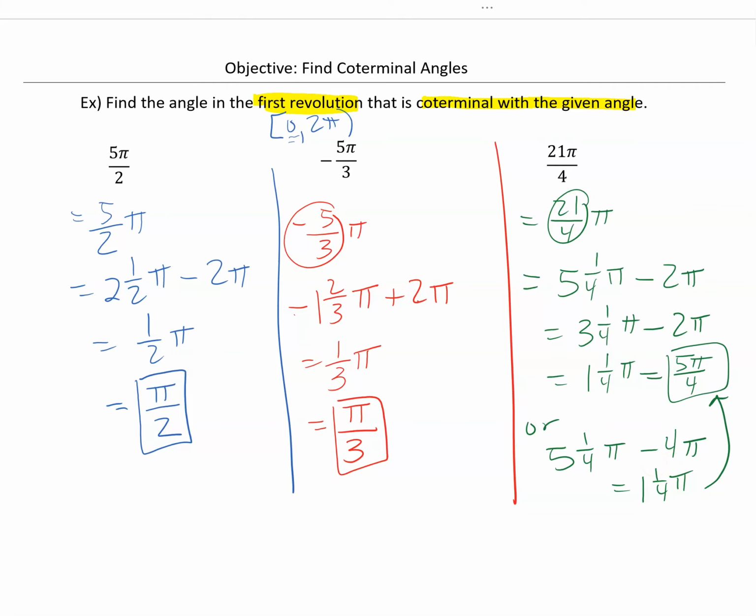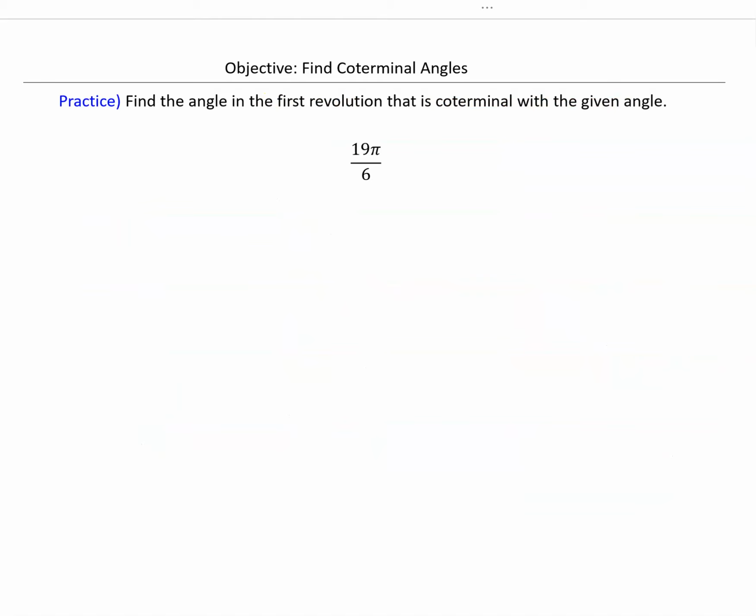All right, let's take a look at a practice problem. So I want you here to pause your video and do this problem, and then start the video again and check your answer.